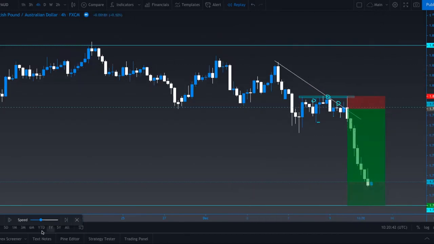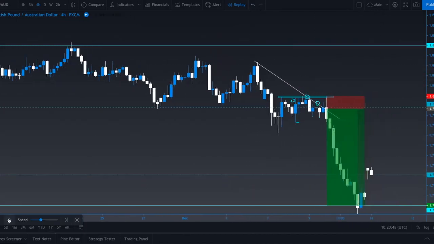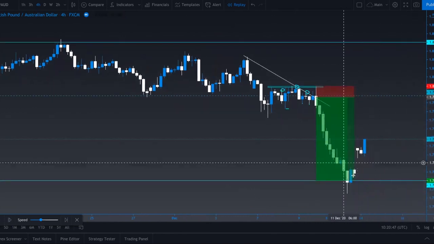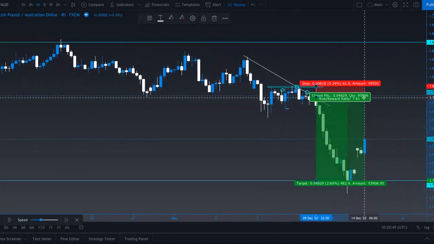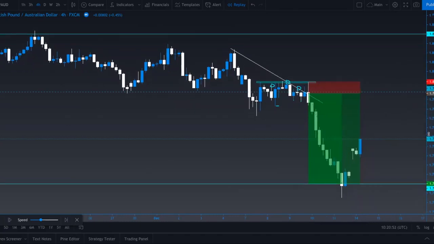So on the daily, this would be very, very bearish as well. And then bang, look, came down, came into our target, and then had a massive gap up. So total of 7.8% on this trade.